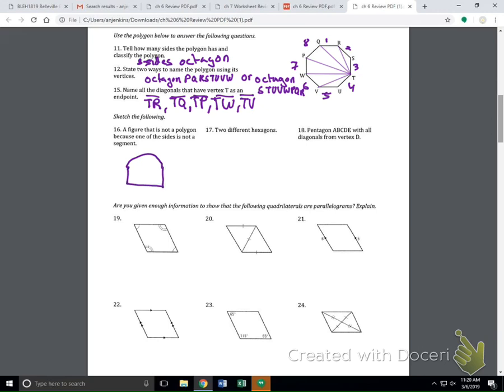So then it says draw 2 different types of hexagons. So remember, hexagons have 6 sides. So that's one version of a hexagon. Yours, again, does not have to look like mine. And then you can draw a second hexagon, again, with 6 sides.